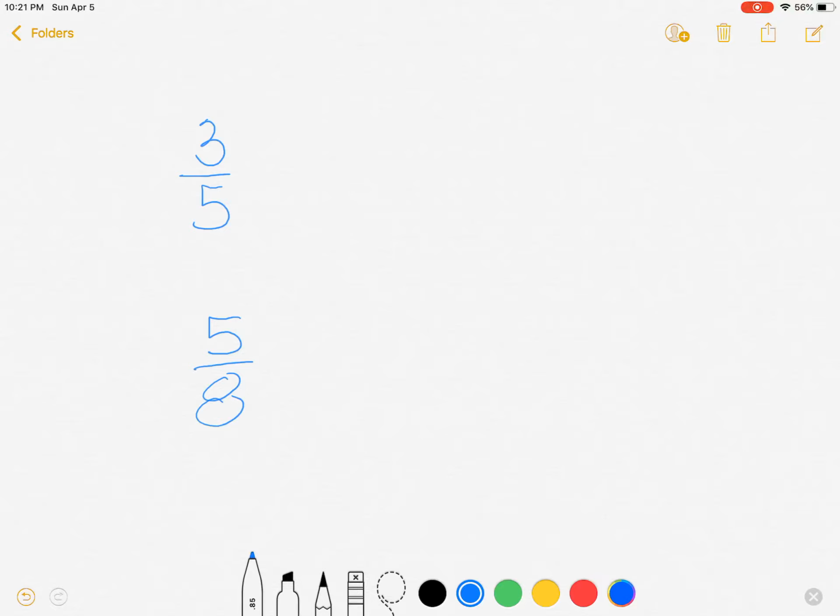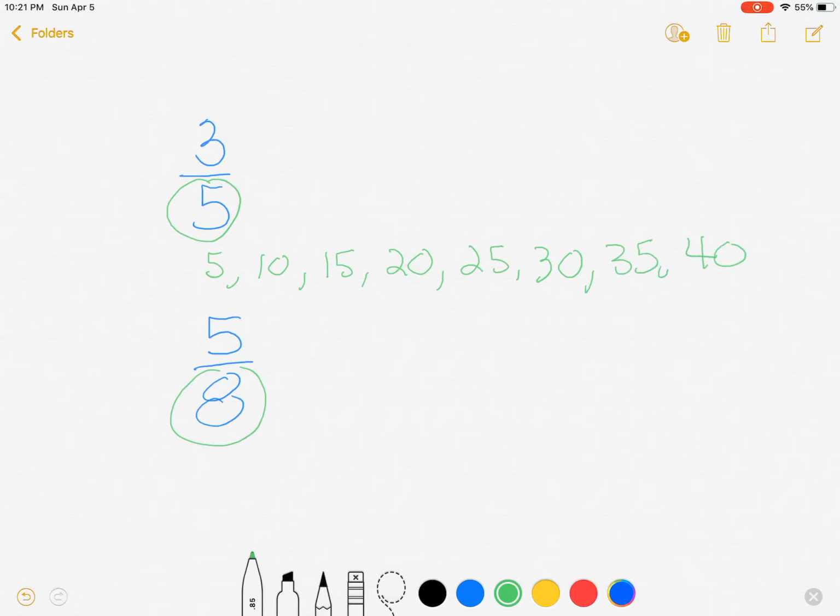So when I look at these 2 denominators, I'm looking at 5 and 8. I'm going to simply begin by thinking of counting out my multiples for 5, which again are pretty easy. So I have 5, 10, 15, 20, 25, and 30, 35, and 40. I can stop there. For 8, I know my multiples beginning with 8, 16, 24, 32, 40. When I get to 40, I realize I now have that common denominator.